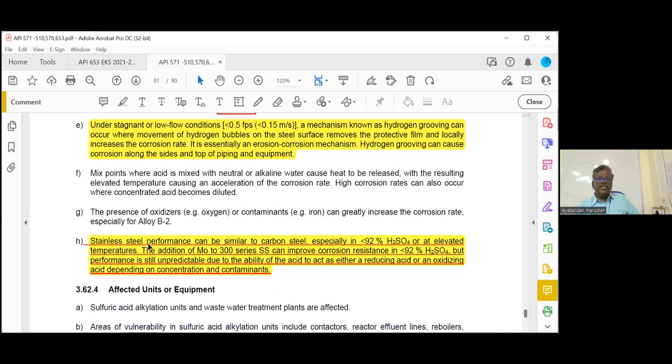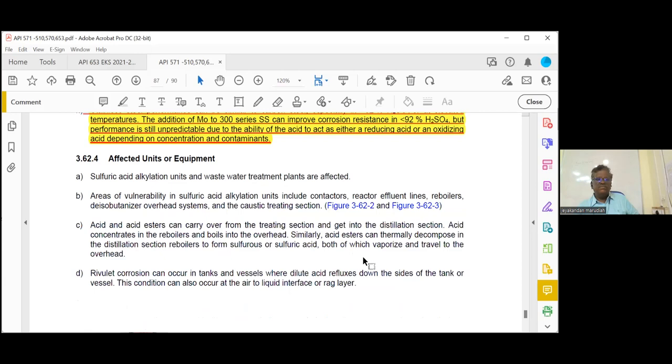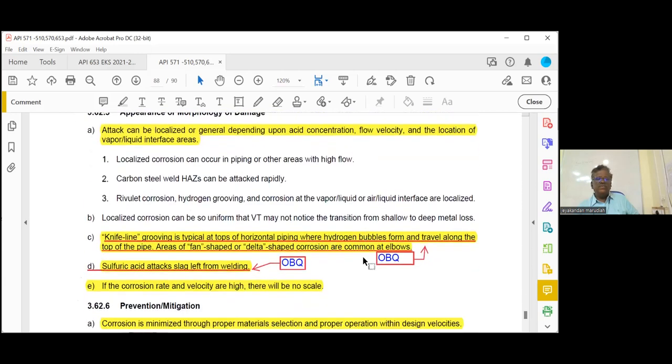Then highlight the H. Stainless steel performance can be similar to carbon steel, especially in less than 92% sulfuric acid or at elevated temperature. The addition of molybdenum to 300 series stainless can improve resistance in less than 92%. Just to highlight this, not important. Then please go to the next page.